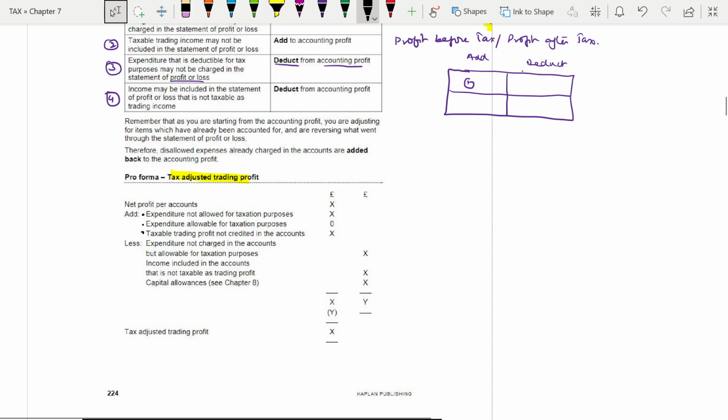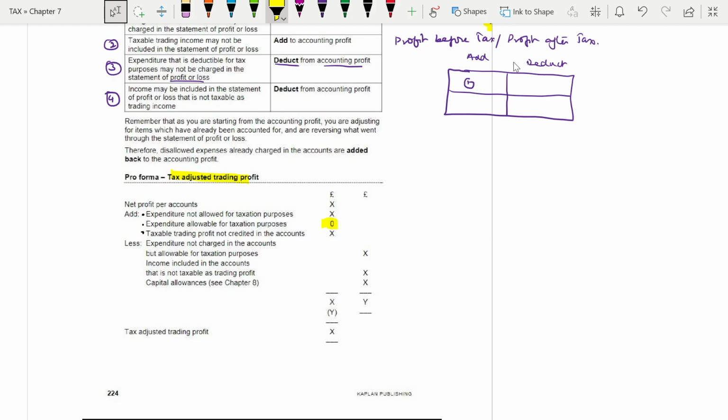In this case, if you have noticed, they have mentioned something as zero also. For expenditure allowable for taxation purposes, we have to mention it as zero. And I told you from the beginning, even for zero, they will give you some marks.